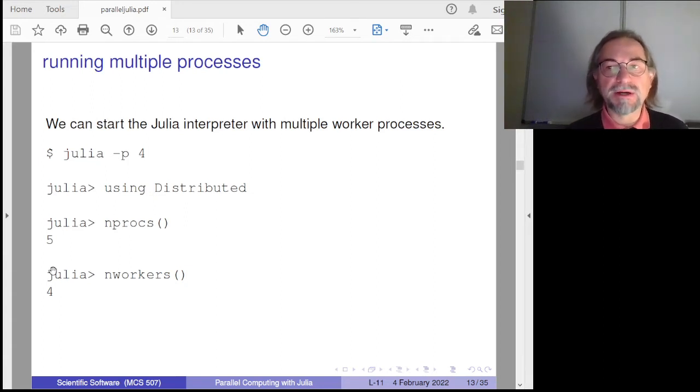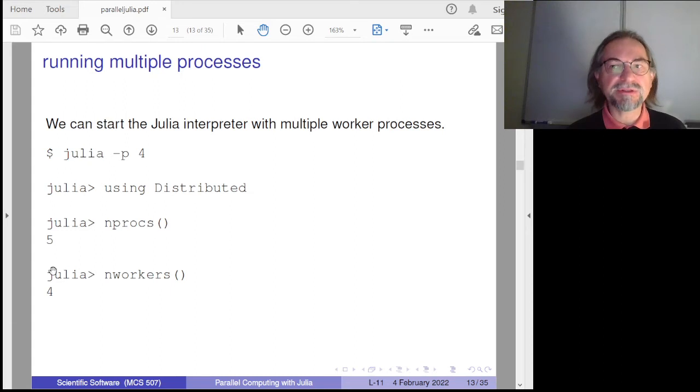Okay, when we think about distributed computing, we think about one manager and several workers. So when we launch Julia with multiple processes and we are using the Distributed package, which I think is part of the standard library, then we can query the number of processes, which is one more. So in a way, there is the master process, the process that we always have when we start a Julia session, and then there are four extra processes that are created.